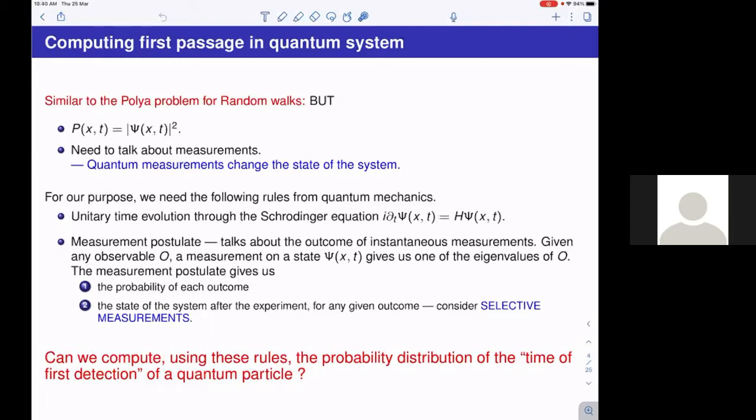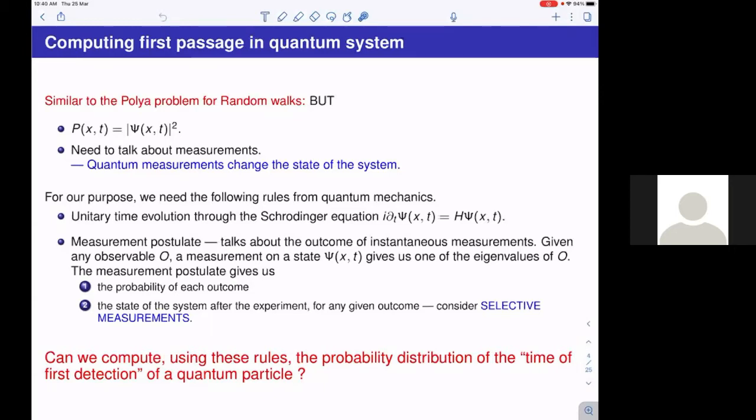So basically, what we want to do is use the following rules from quantum mechanics to try and understand this question. First of all, we know that the wave function is evolving unitarily following Schrodinger's equation. And then we have to use the measurement postulate. And in this talk, we'll just talk about projective measurements, which are instantaneous.